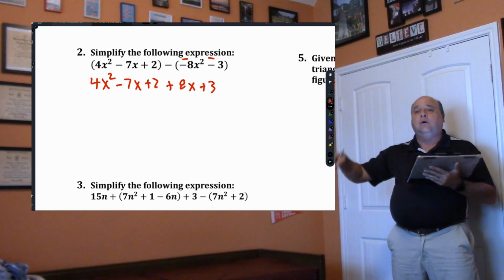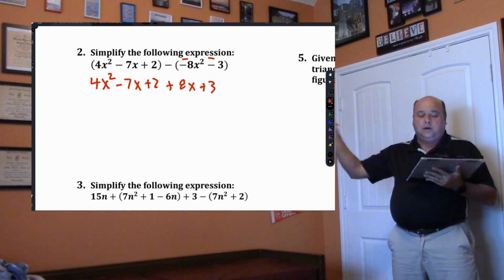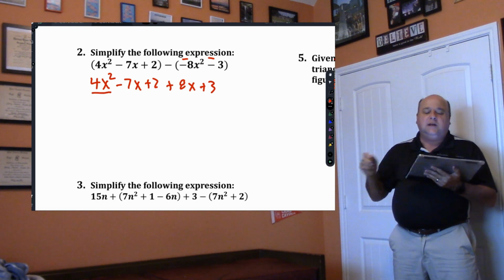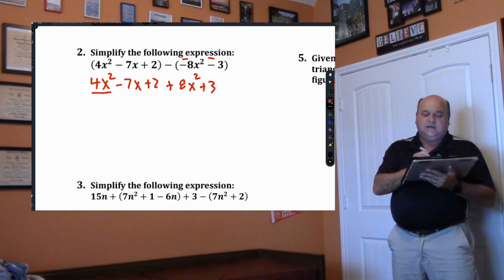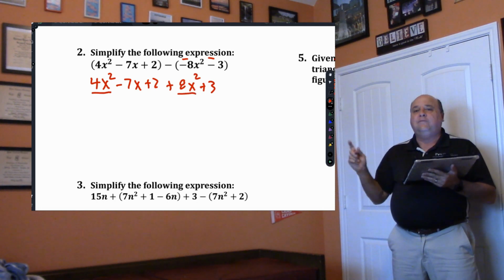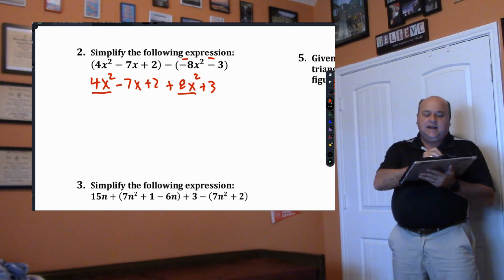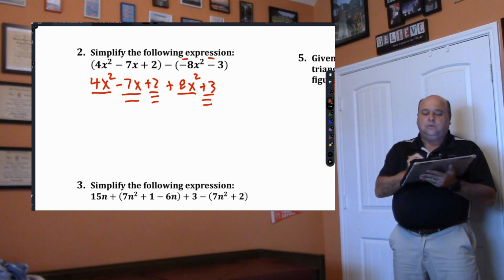Now that I can single underline, double underline, and triple underline. The biggest exponent is an x squared, and this is an x squared, right? So I have 2 single underlines. The next biggest letter is the x. And then the 2 and the 3 get tripled.